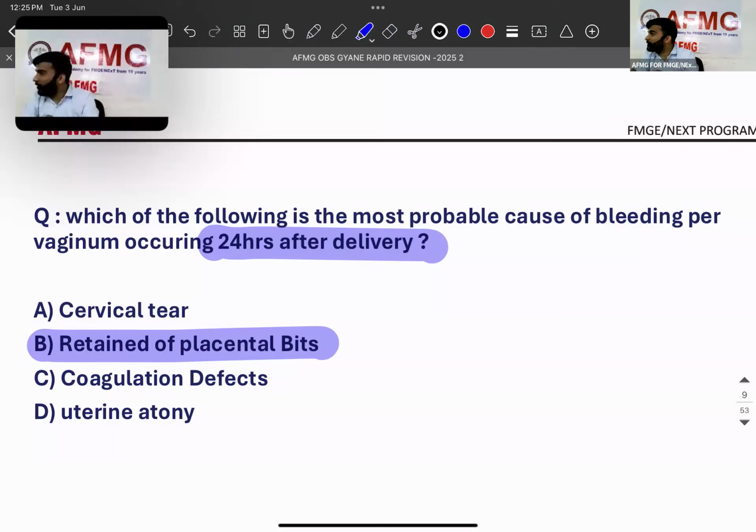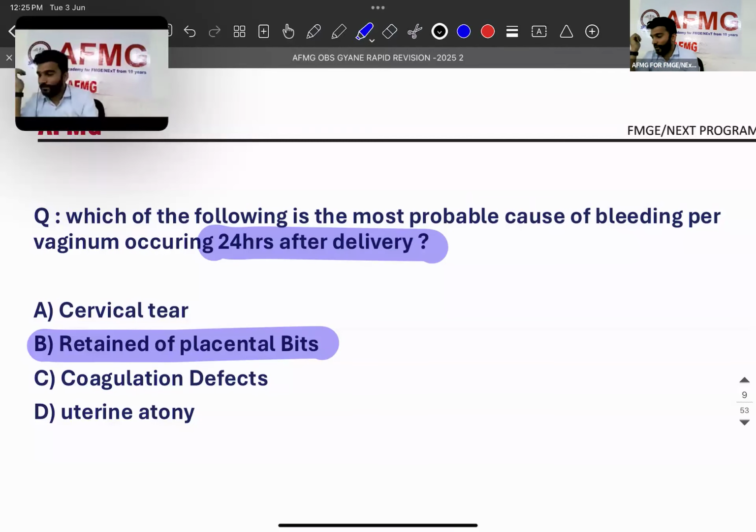30. Sir, if it is more than 30 minutes, I will call it as prolonged third stage of labor, or it is also called as retained placenta.